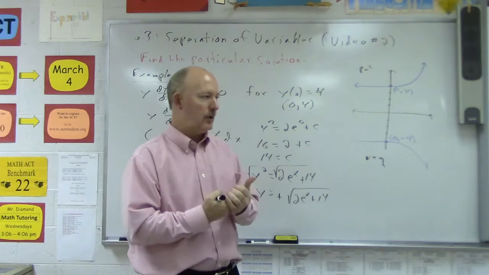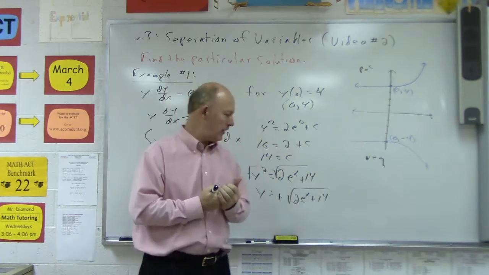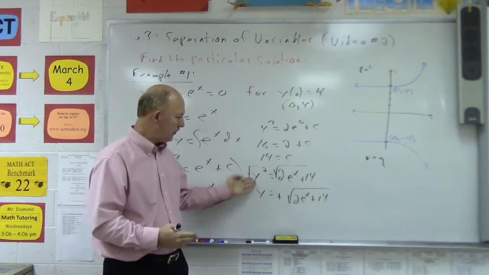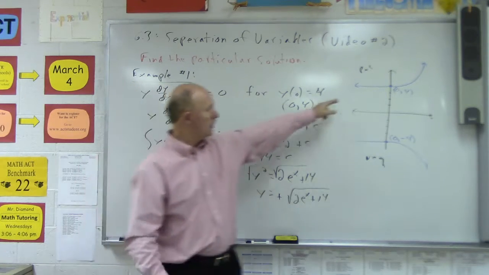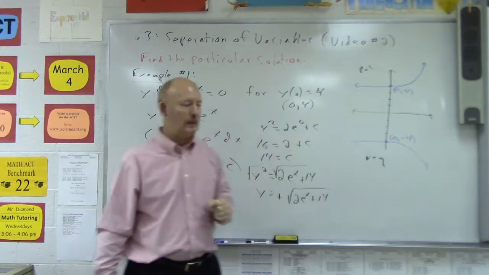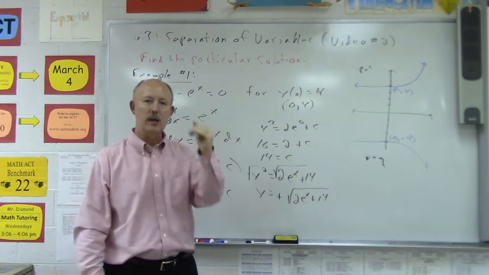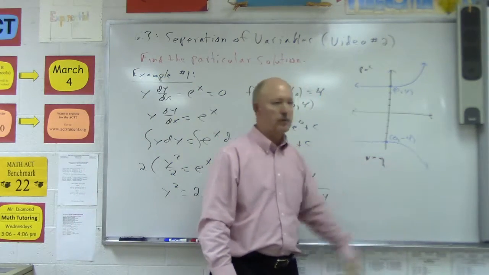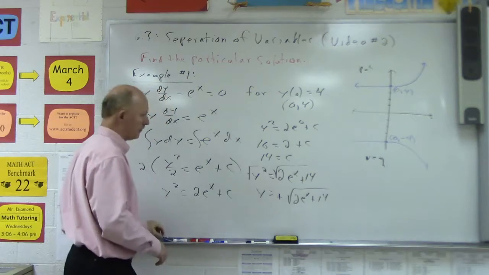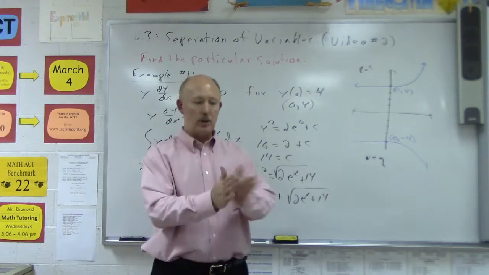These types of problems, if you're a student taking AP Calculus, you've got to be careful that you don't list both solutions if we're looking for the one passing through the point (0, 4). So we want the positive solution. The negative solution will be the one going through the point (0, -4). Okay, that's a pretty good first problem.